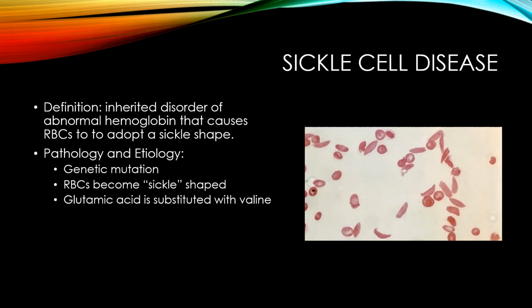Sickle cell disease might be one of the more interesting ones that we get to see in ophthalmology. It's an inherited disorder of an abnormal hemoglobin that causes the red blood cells to adopt a sickle shape, usually under conditions of hypoxia or acidosis. The Centers for Disease Control estimates that approximately 90,000 to 1 million Americans are actually affected by the disease.